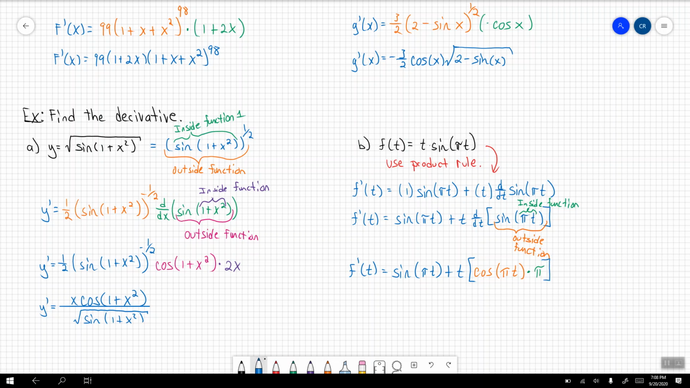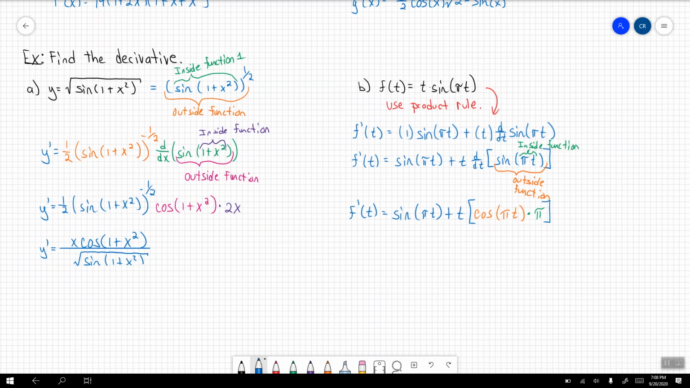And there we are. All we have to do is clean it up. So let's go through that. F prime of t is equal to sine of pi t plus, we're going to have pi times t multiplied by cosine of pi times t. And there we are. That is our derivative. We can't factor anything else, and we can't combine any more like terms. Which means at the end of the day, this is it. This is all we're looking for.